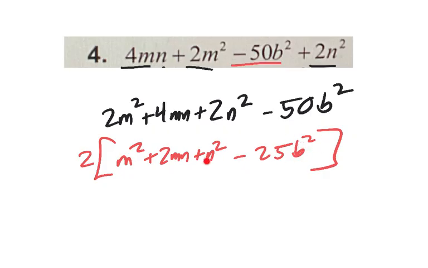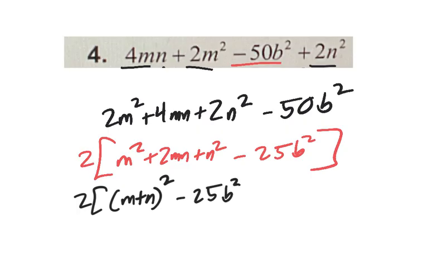So I need to see if I can factor this trinomial to make it be a perfect square. And we can. It's actually a perfect square trinomial, where the first term is a perfect square, the last term is a perfect square, and the middle term is 2 times the square root of the first times the square root of the last. So one of those special cases again. So I can just tell by looking at this that it's going to factor to be m plus n times m plus n, which I can write as m plus n squared minus 25b squared.